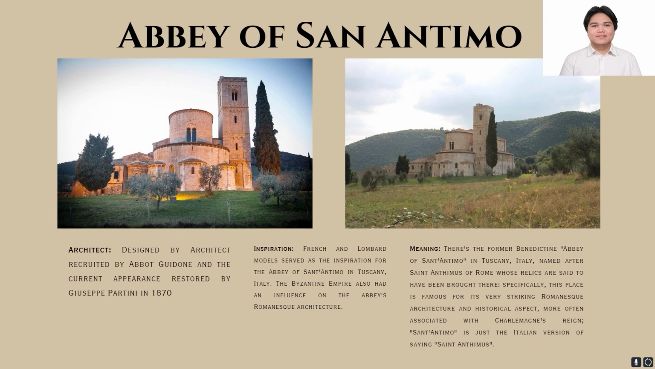There's the former Benedictine Abbey of San Antimo in Tuscany, Italy, named after Saint Antimus of Rome, whose relics are said to have been brought there. Specifically, this place is famous for its very striking Romanesque architecture and historical aspects, more often associated with Charlemagne's reign. Saint Antimo is just the Italian version of saying Saint Antimus.